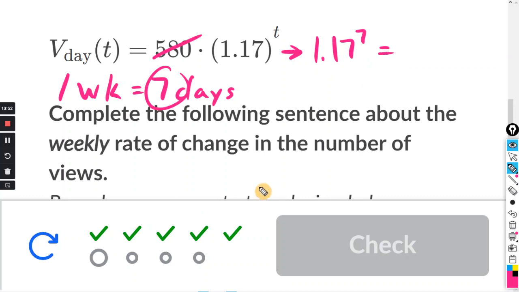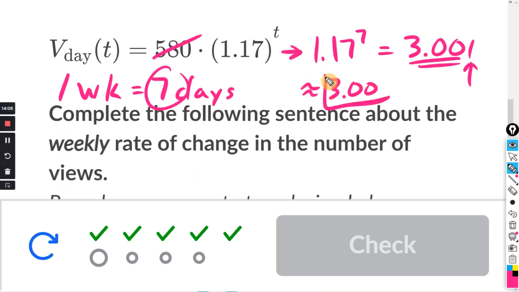Okay, and they said round to 2 decimals. All right, 3.001. Look at the third decimal. If it's less than 5, you round it down. So we're going to keep that at 3.00. That's what it's getting multiplied by every 7 days or every week.